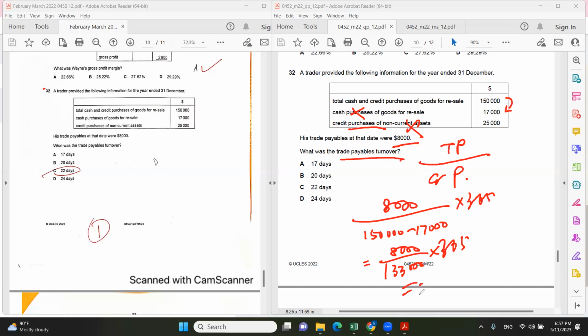So we get 221.95. Whenever this number got decimal, you just round up. Whether less than 5 or more than 5, also round up. So you should get 22 days. So this chapter formula is important. Okay, next.